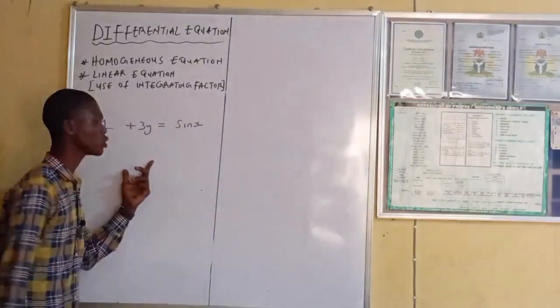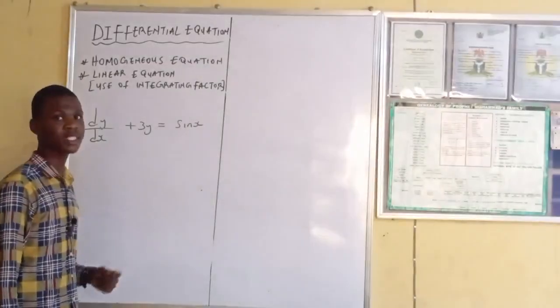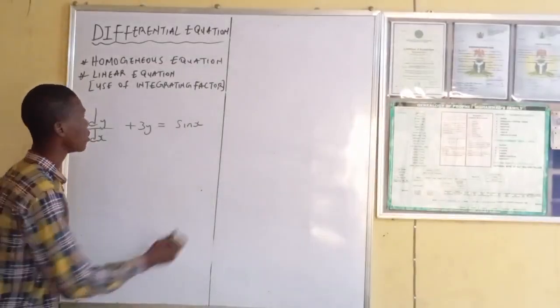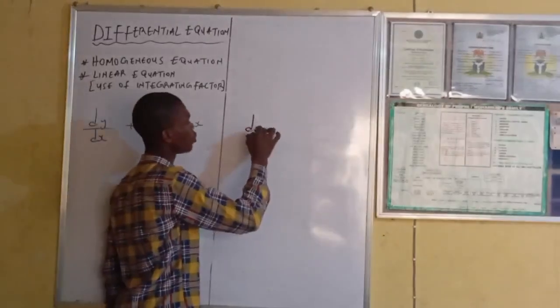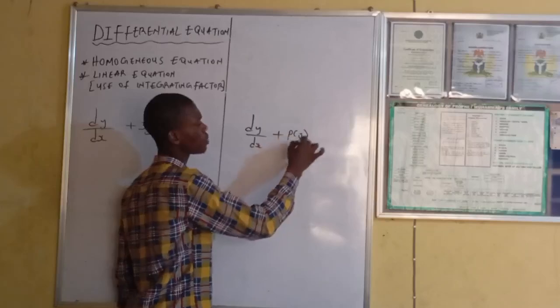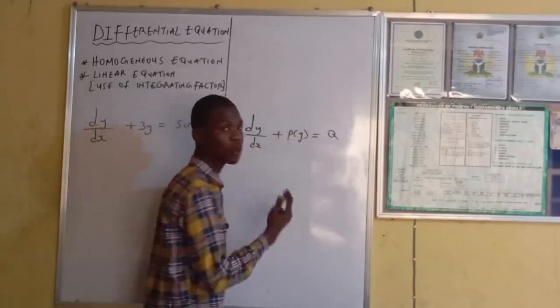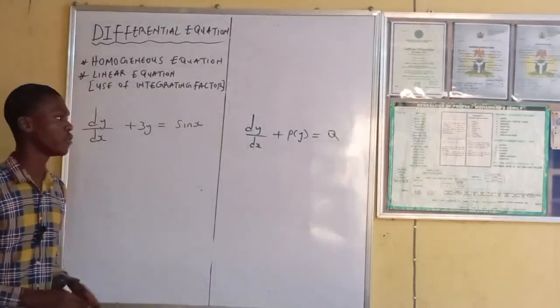I'm giving this question. How do I know I'm using integrating factor? We said that a linear equation generally must be of this nature: dy over dx plus p multiplied by y equals q, where p and q are functions of x.